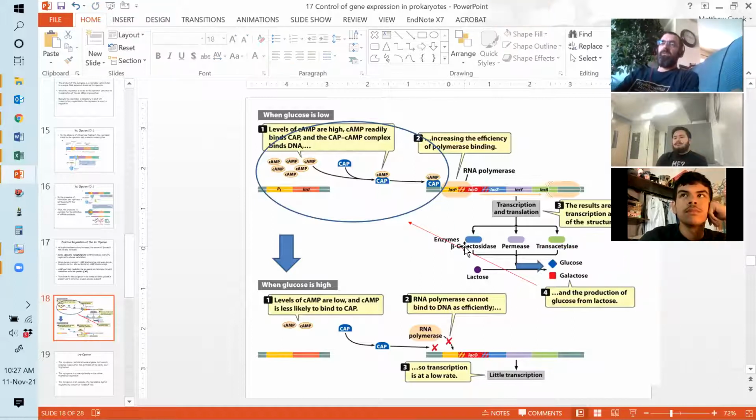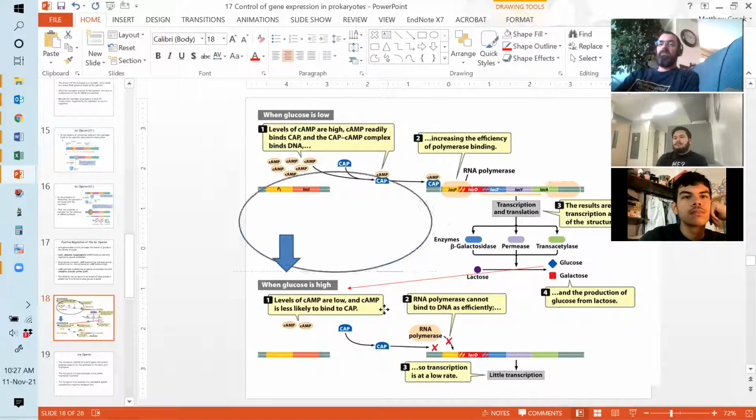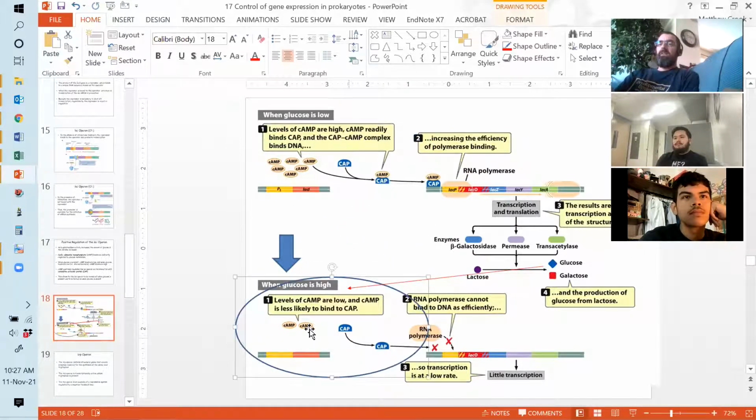Now, when glucose levels increase, cyclic AMP levels decrease. So again, we still have the same mechanism, but now it's just not going to work very well because there's not much cyclic AMP.